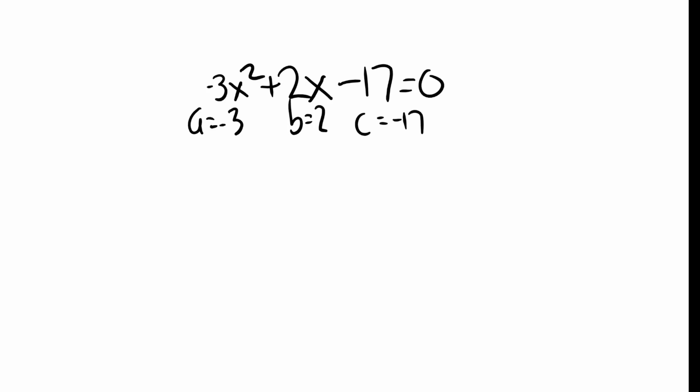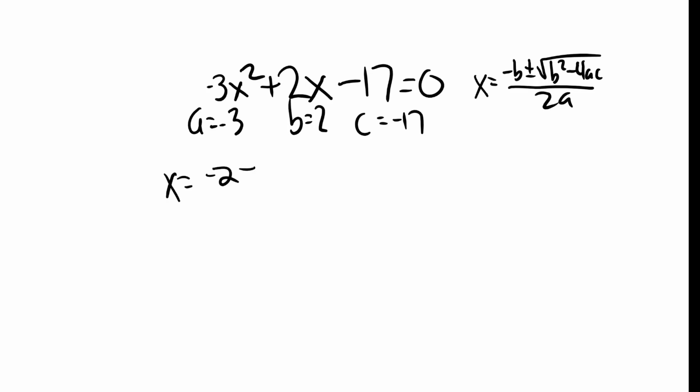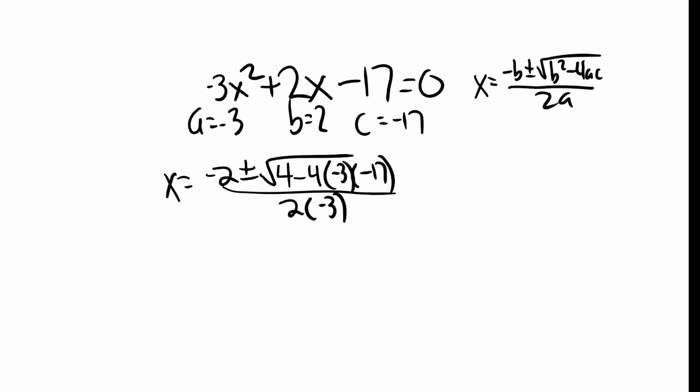We take our formula. X is equal to negative b plus or minus the square root of b squared minus 4ac all over 2a. And plug in the stuff we know. So let's see. X is equal to negative 2 plus or minus the square root of 2 squared, which is 4, minus 4 times negative 3 times negative 17, all over 2 times negative 3.